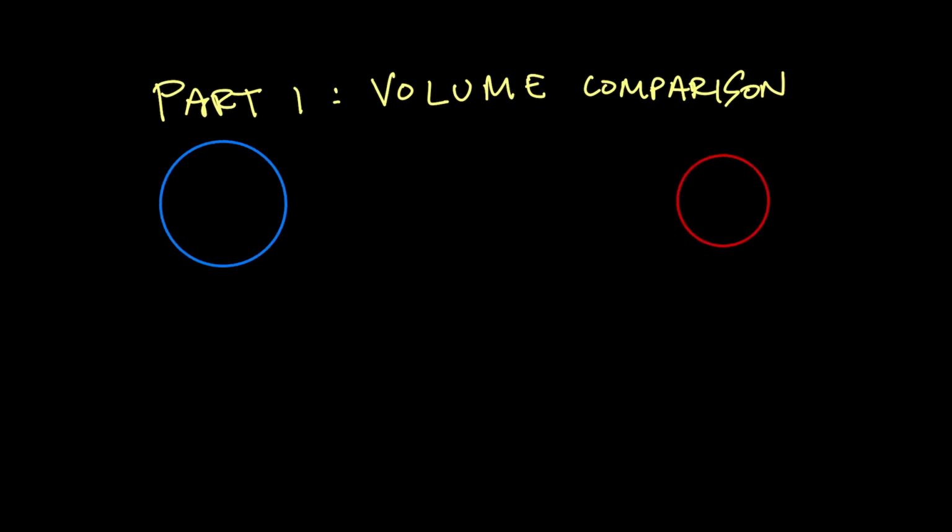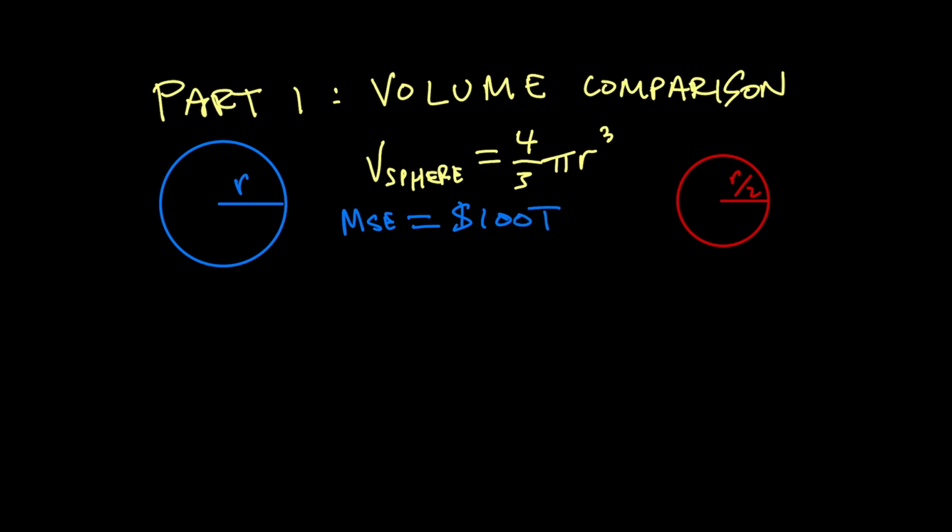All right, so the first calculation we're going to do is going to be simply to look at the volume of a planet and see if it makes sense to scale a planet's money supply based on the volume of that planet. So we know that Earth has a radius of r, and we know that Mars has a radius of about half that of Earth's, so r over 2. We also know that the volume of a sphere is equal to 4/3 pi r cubed, and we're going to assume, for the sake of this calculation, that Earth's money supply is 100 trillion.